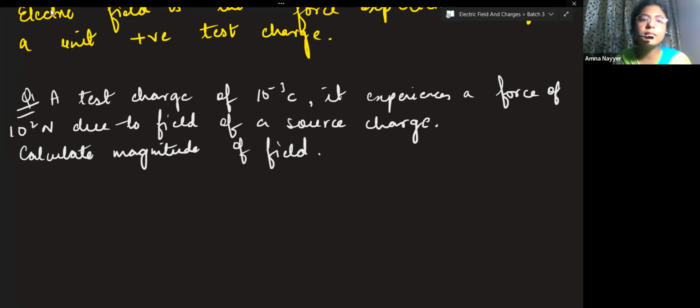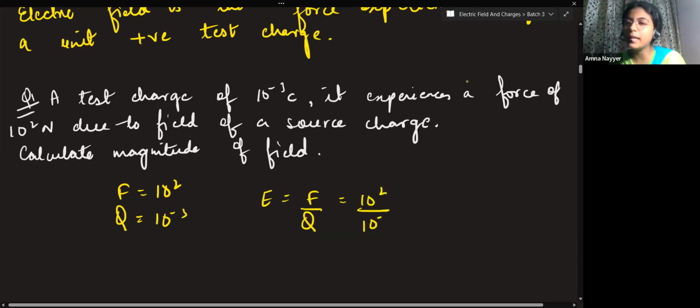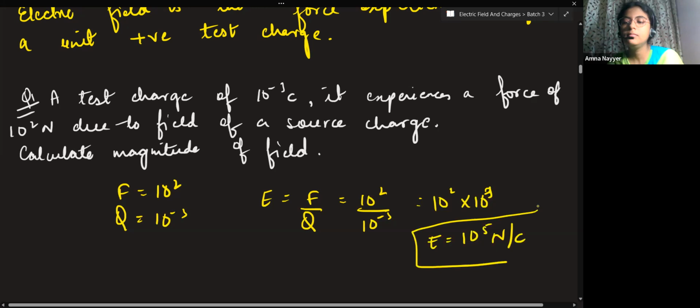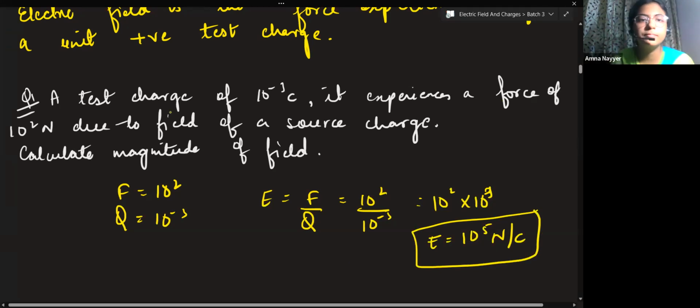Now see, force is given as 10 to the power 2. Charge is given as 10 to the power minus 3. Electric field is force per unit charge. Force is 10 to the power 2 divided by 10 to the power minus 3. This 10 to the power minus 3 will become 10 to the power positive 3 as it will go in the numerator. So electric field will be 10 to the power 5 Newton per Coulomb. This is the answer. Okay, just note down this question as well.